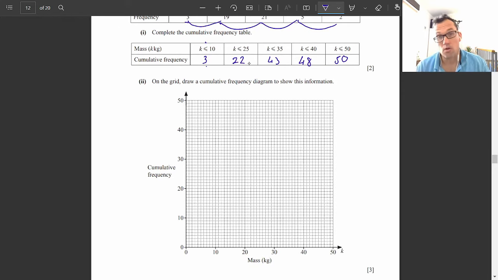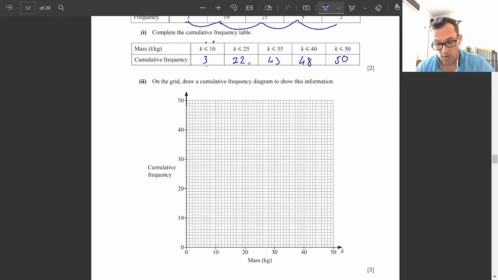Next point is to draw the graph. The most important thing to remember here is we're using the upper values of the groups. So 10 kilograms, 3 students. Look carefully, each little square counts for 1 student. So that will be our first point. Next one, 25 in the middle there. We're looking at 22 students. So going up 2 squares above. There we go.